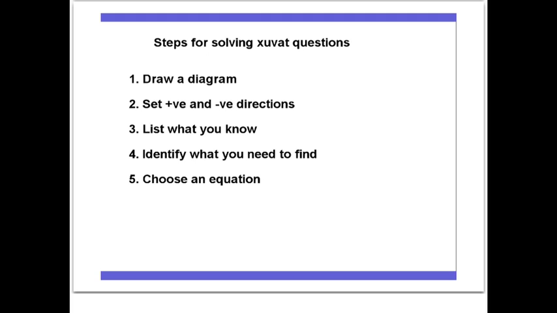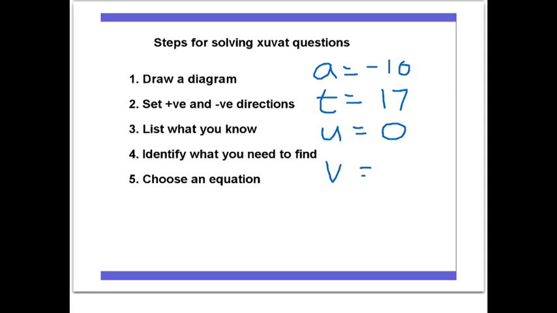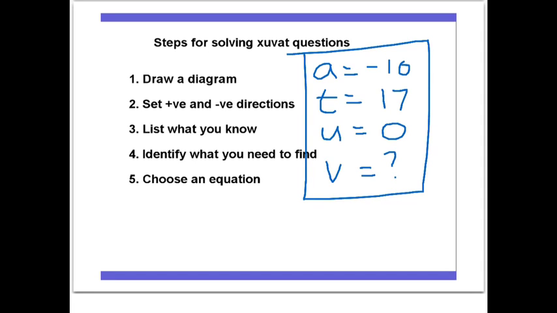Because most of these quantities are vectors, it's very important that you get your positives and negatives straight. Number 3, list what you know. List down all the quantities that you're given in the question. It might be a situation where something's falling under gravity over a certain amount of time. It might be starting from rest, in which case U would be 0, and you're asked to find the final velocity, what is V. So step 4, identify what you need to find. So I want to see you making little lists like this as well as your diagram.